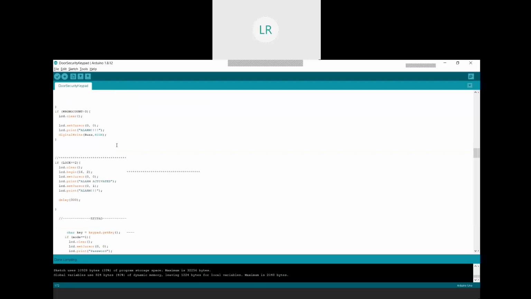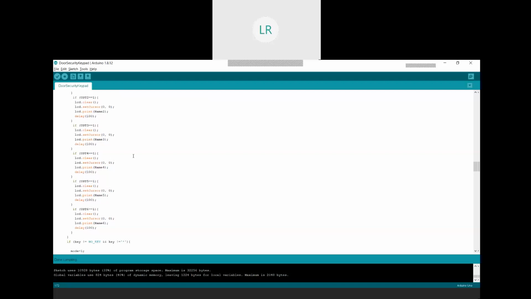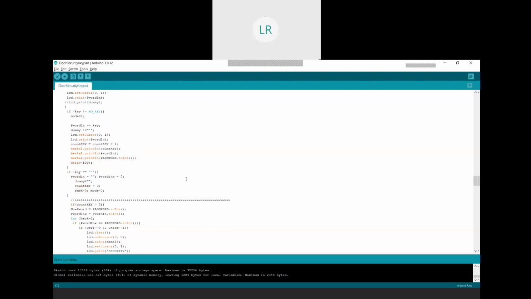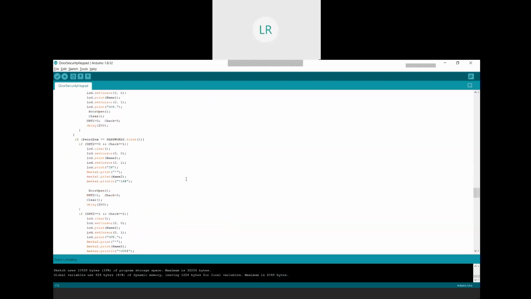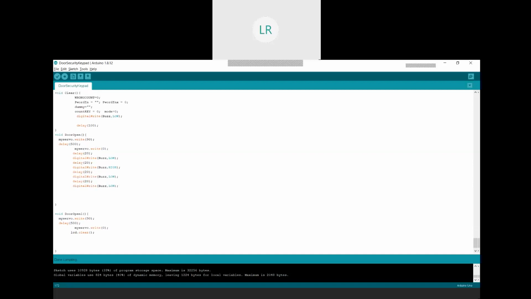So this is the coding for all the keypads and everything. For each and everybody's name and password should be entered, and all the conditions. So this is the function call for both door openings. This door open will be used during keypad entry, and door open 1 will be used during PIR sensor entry.